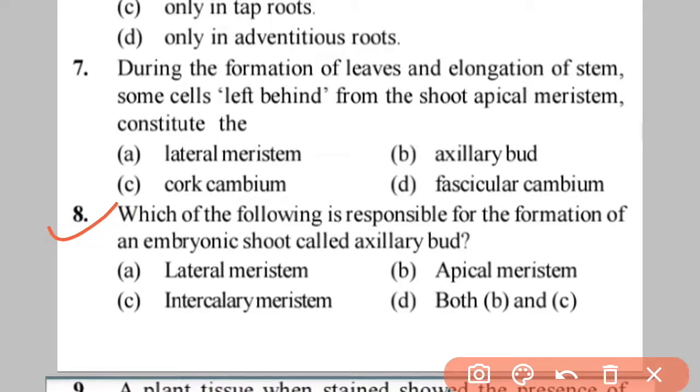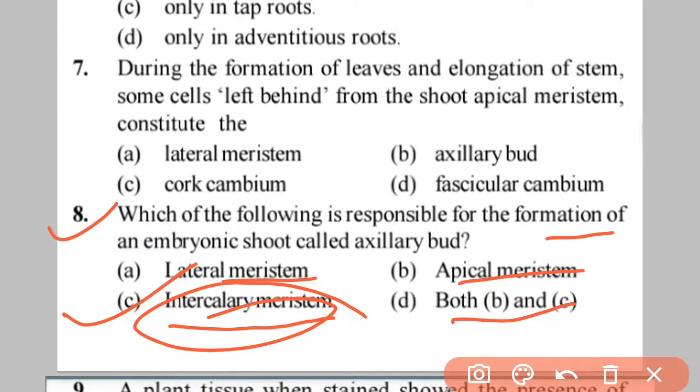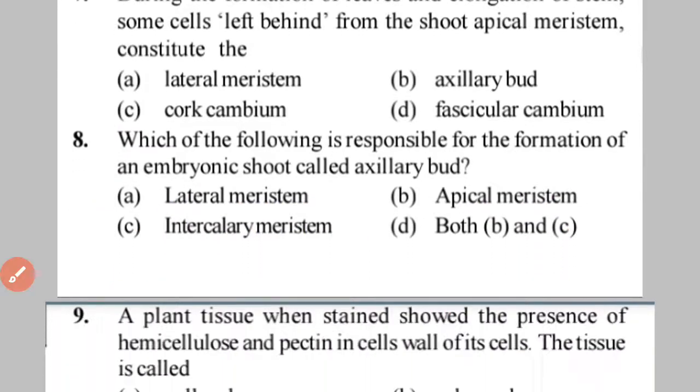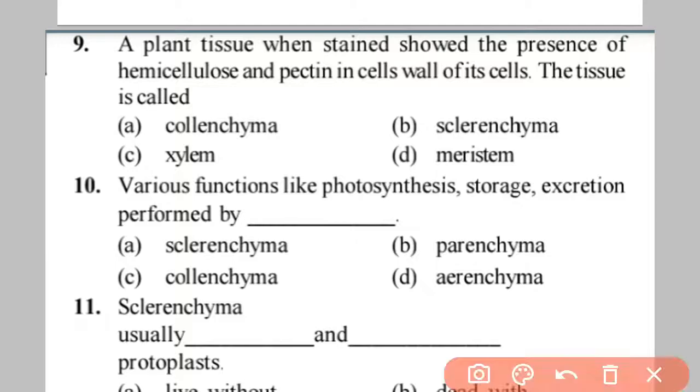Question number 8. Question is, which of the following is responsible for the formation of an embryonic shoot called axillary bud? So which one is responsible? Lateral meristem, apical meristem, intercalary meristem or both B and C? So it is basically intercalary meristems. Okay, option C is correct for this. Let's move on to the next question.